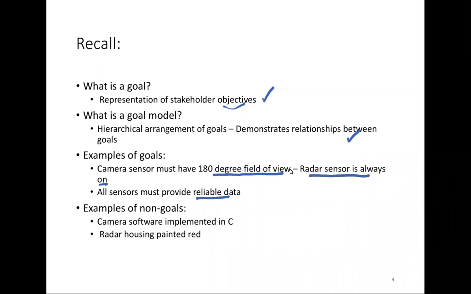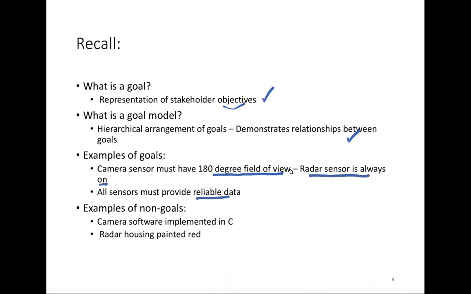Examples of non-goals: if you would like the software implementation for your camera software to be in C language, this is not a soft goal. This is not a goal. The radar housing should be painted red. This is also not a goal.